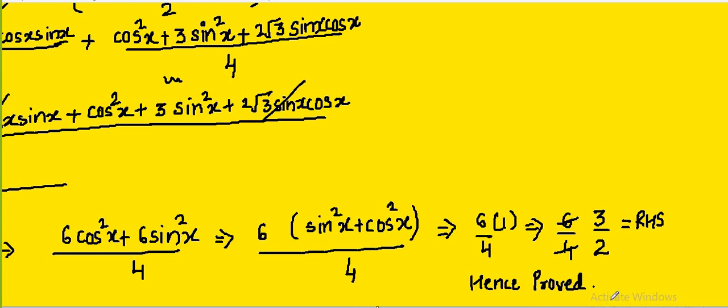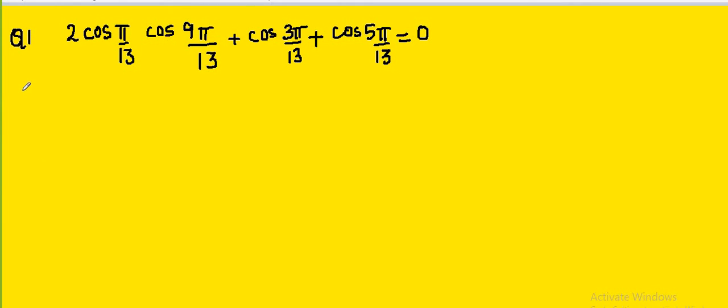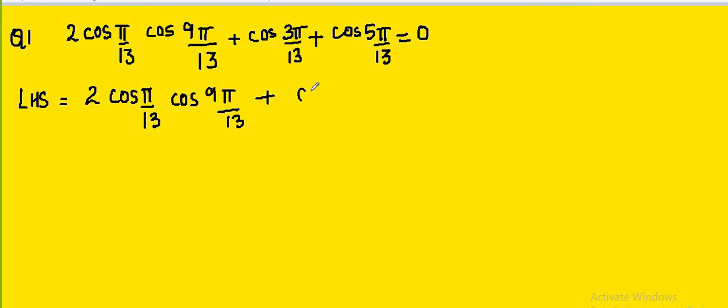So it is proved. Solving it, we have left hand side as 2 cos pi by 13 cos 9 pi by 13 plus cos 3 pi by 13 plus cos 5 pi by 13.